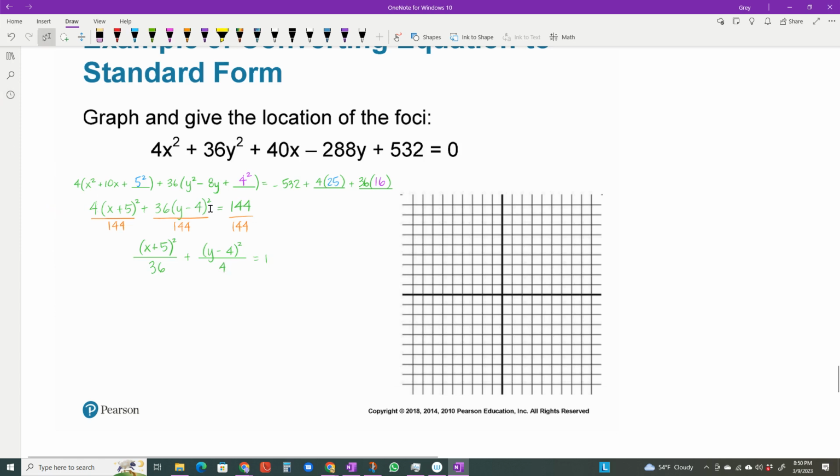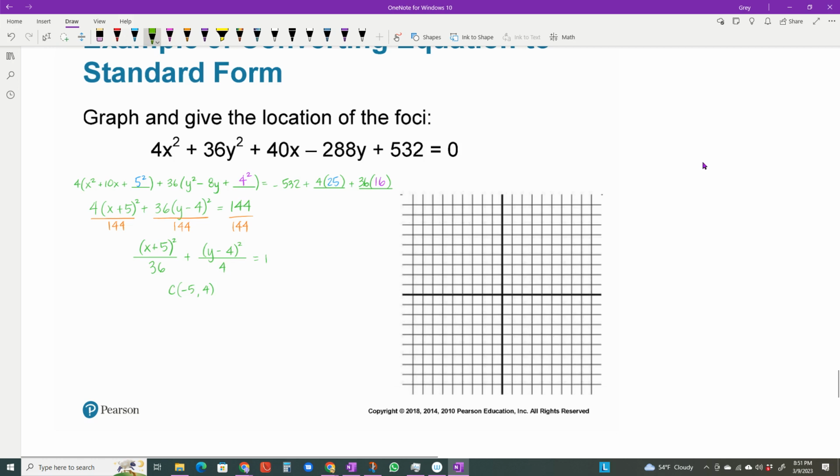So at this step, y'all, more times than not, these two numbers multiplied together will give you that one. And if it doesn't, you probably left off this 436. So try to keep that in mind. The center of this is negative 5, 4.